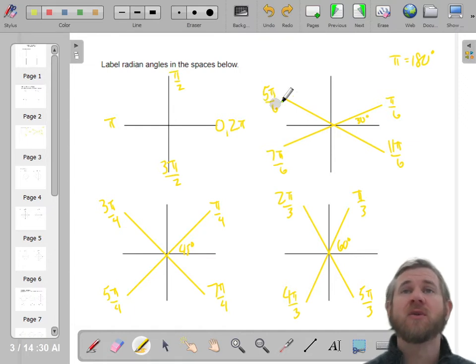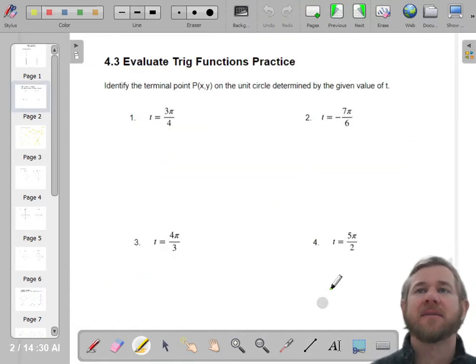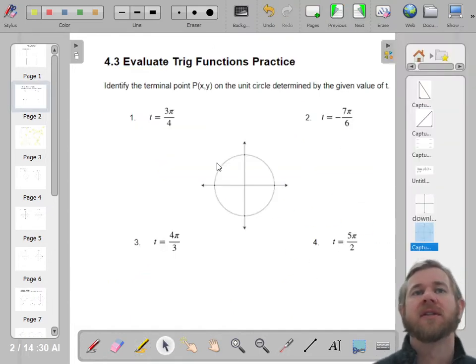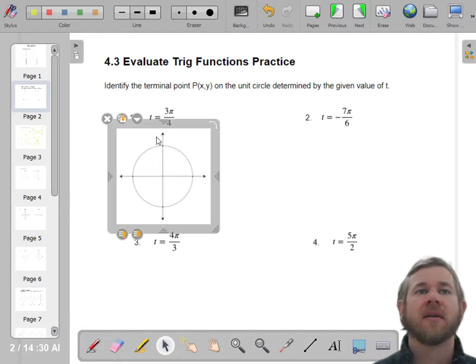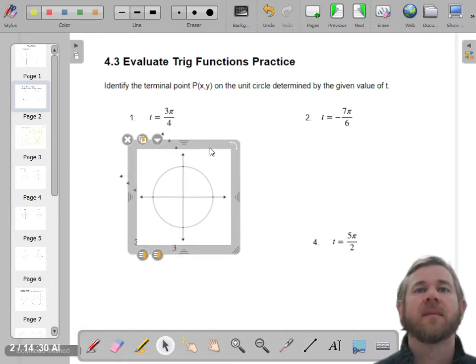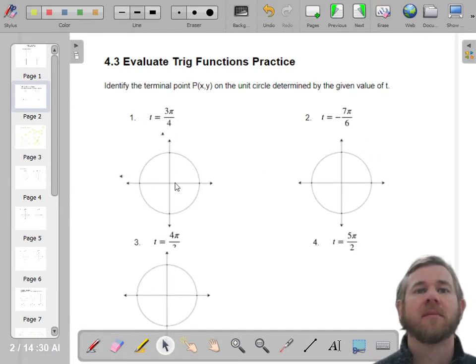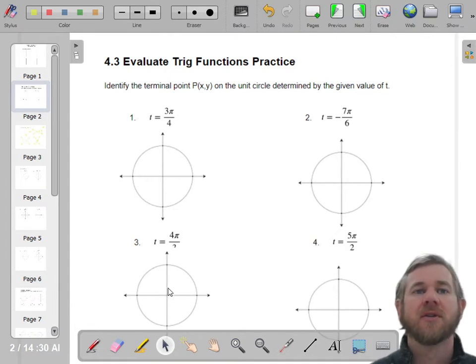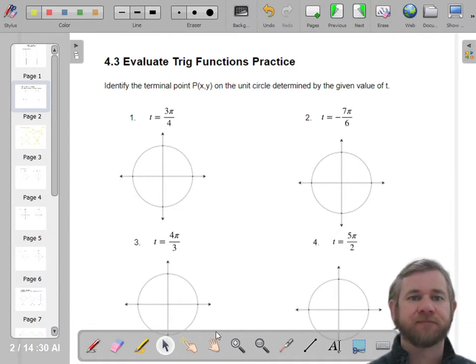Now that we've reviewed that, let's go back and identify some terminal points. So I think I have a little cheat. There we go. Let's do this just to help me out. Okay, 2, 3, 4. Boom. Sweet. Okay. So I'll draw these and we'll identify the terminal points.